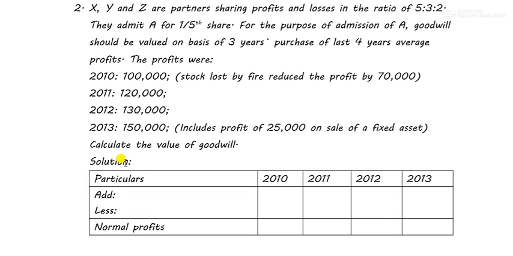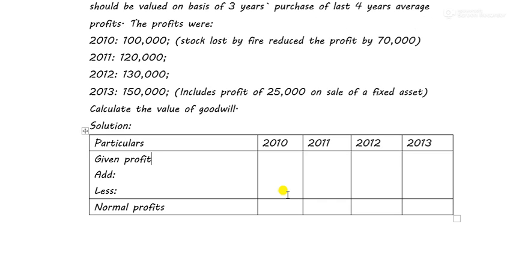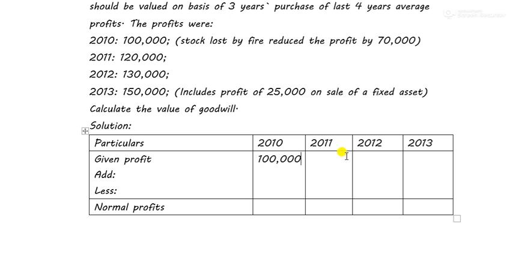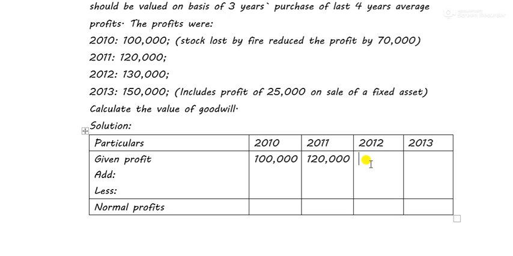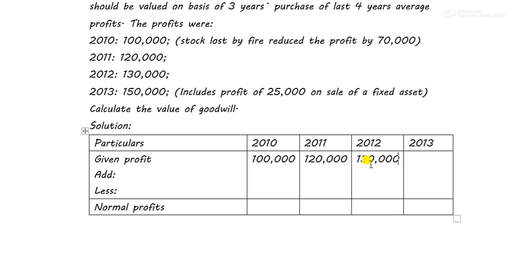Let's now calculate the average profit. In order to do the sums correctly, I have drawn this table which is very helpful. You just have to draw this table and write down the figures. For example, in 2010 the profit was 1 lakh, so just write 1 lakh, then 120, then 130, then lastly 150.